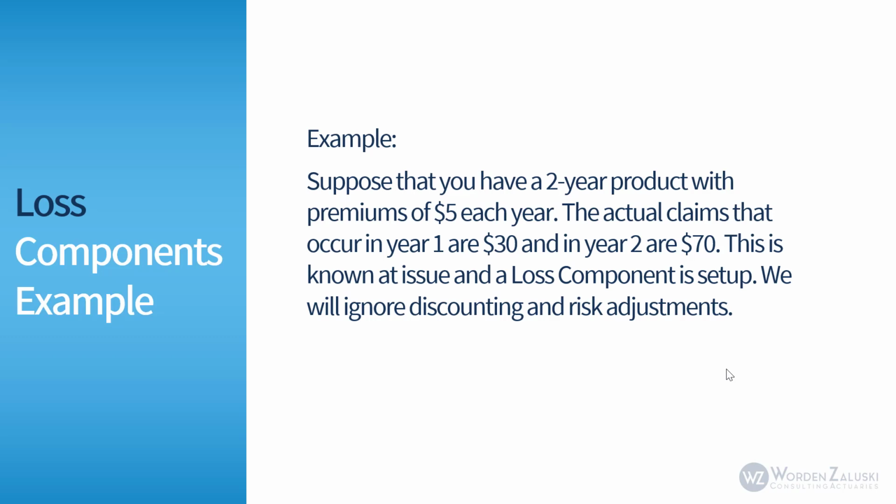Suppose that you have a 2-year product with premiums of $5 each year. The actual claims that occur in year 1 are $30 and in year 2 are $70, and this is known at issue and a loss component is set up. And we'll ignore any discounting or risk adjustments just to make this simpler.